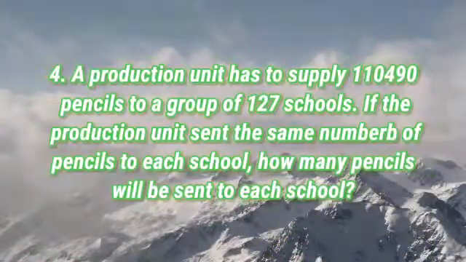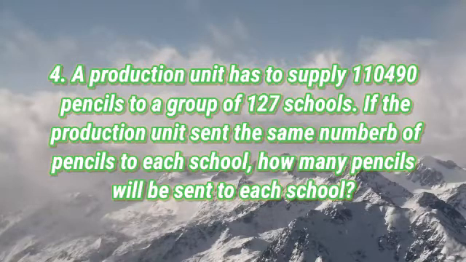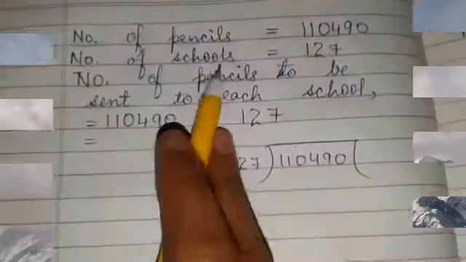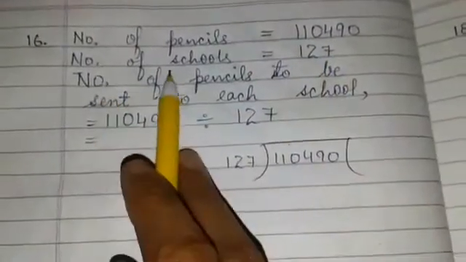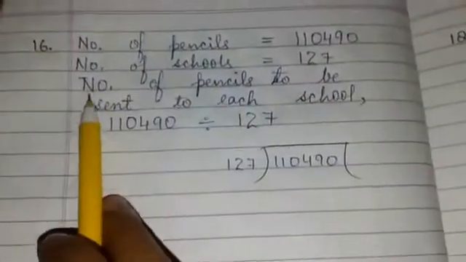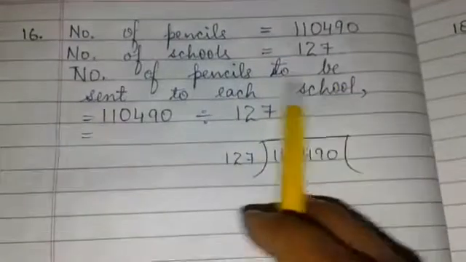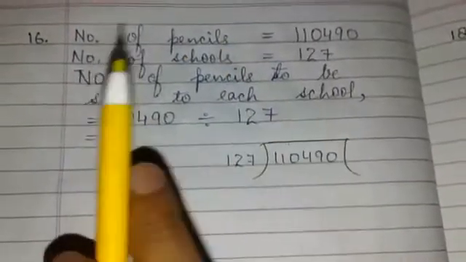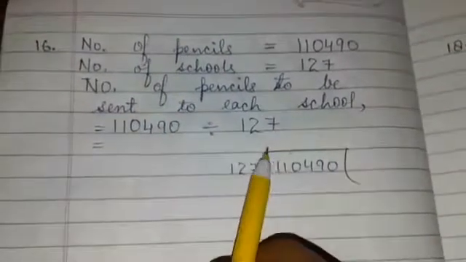A production unit has to supply 1,10,490 pencils to a group of 127 schools. If the production unit sent the same number of pencils to each school, how many pencils will be sent to each school? Number of pencils this much, number of schools this much. So the number of pencils to be sent to each school can be found by dividing this by this one.